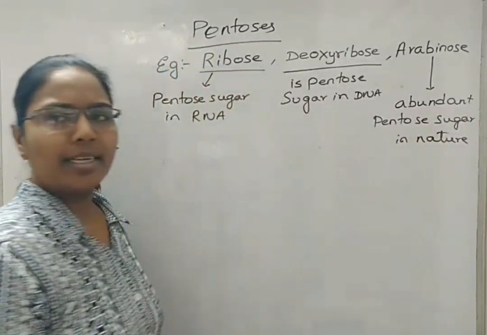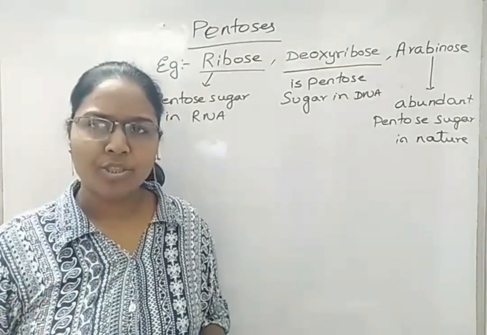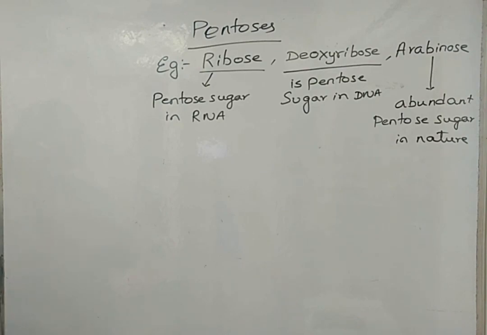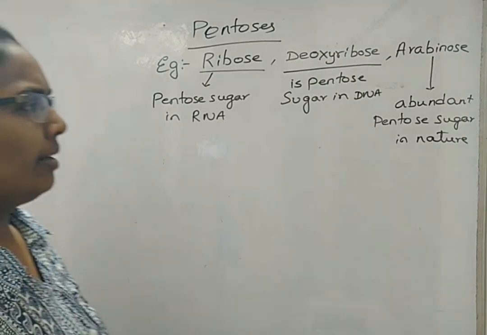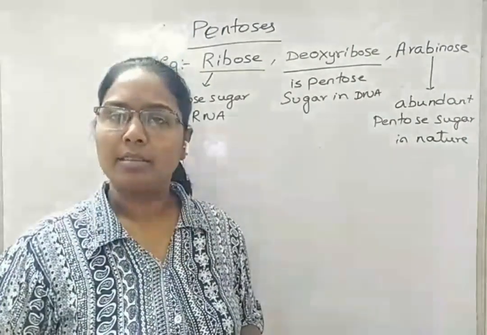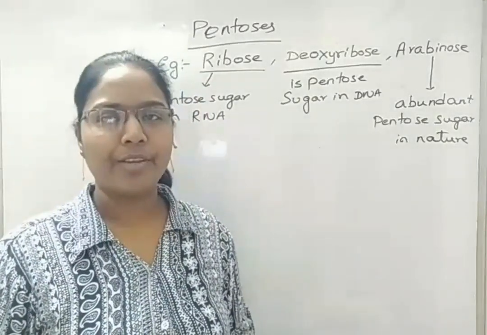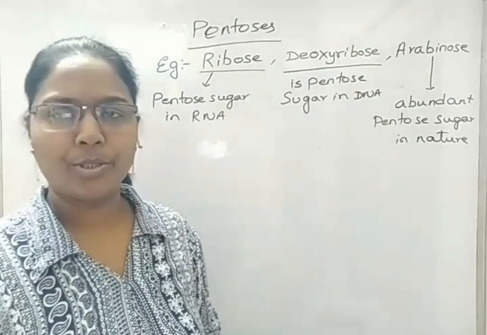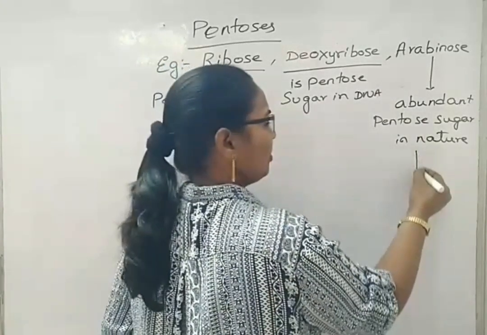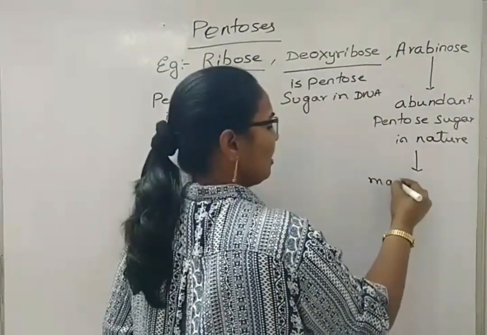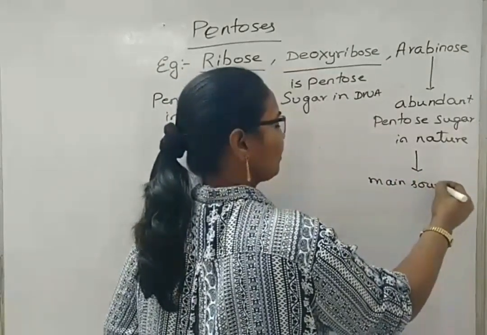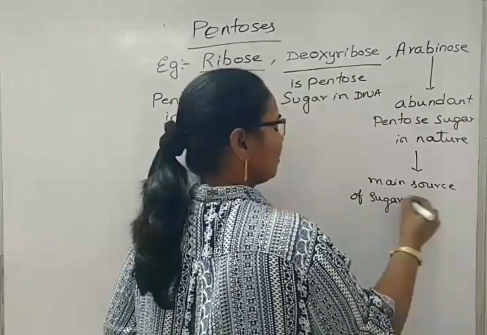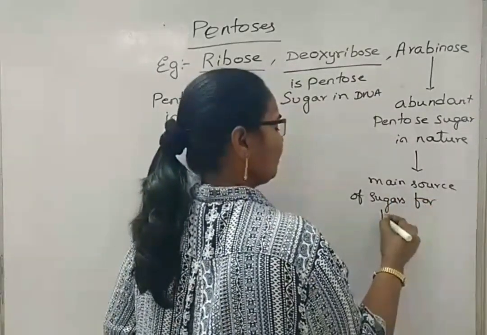It exists in the outermost layers of vegetables, rice husk, etc. In case of bacteria, the main source of energy is obtained from the arabinose type of pentose sugar. So it can be considered the main source of sugars for bacteria.